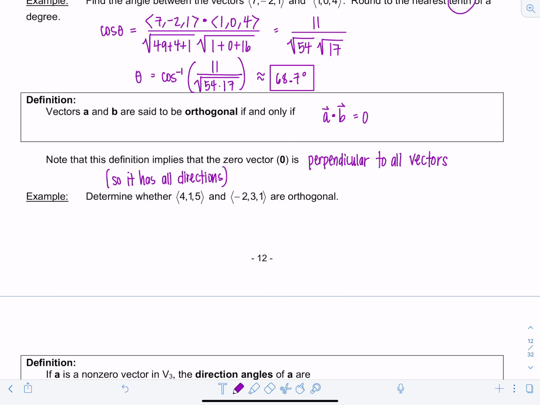So let's determine whether the following two vectors, 4, 1, 5, and negative 2, 3, 1 are orthogonal. So 4 times negative 2, that's negative 8. 1 times 3, that's 3. 5 times 1, that's 5, and that equals 0. So yes, they are orthogonal. Okay, so that's the easiest way to check.